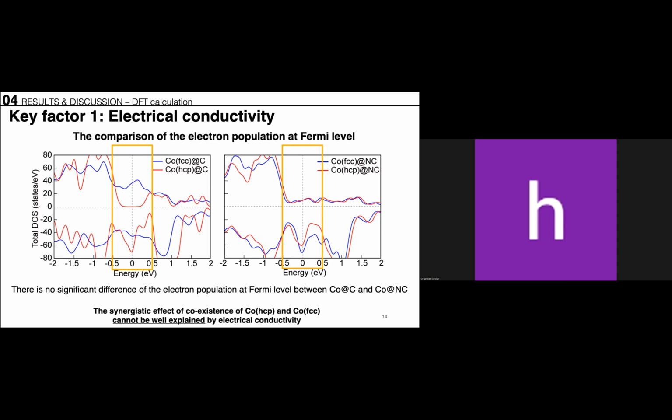To compare electrical conductivity, we compared the electron population at 0 electron volts. This is the Fermi level, so we should compare the electron population at the Fermi level. As you can see, they're really similar, regardless of the phase of cobalt or the types of graphene. So I would say there is no significant difference in electron population at the Fermi level. So we cannot explain well the synergistic effect of the coexistence of cobalt HCP and FCC phases.